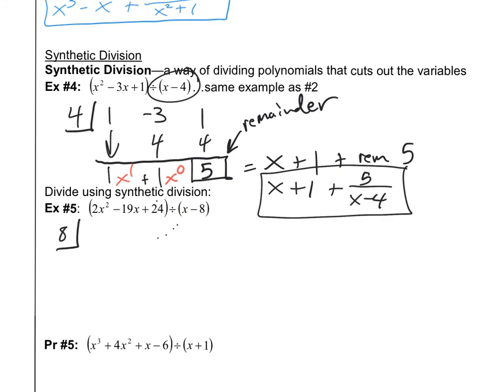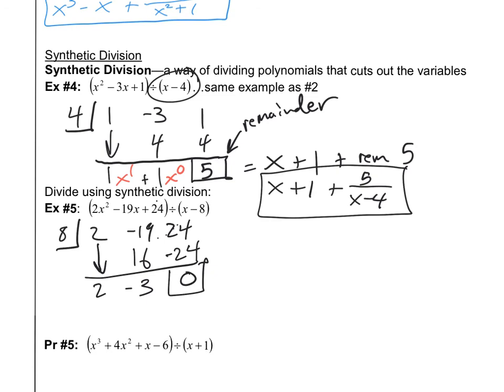Then we put all the coefficients. I don't have a need for any placeholders because they're all there: x squared, x to the 1, x to the 0. So that's 2, negative 19, 24. Leave a space for the box. Remember that box is for my remainder. Okay, I'm just going to bring down the first one. That's a 2. 8 times 2 is 16. Negative 19 and positive 16 makes negative 3. 8 times negative 3 makes negative 24. 24 minus 24, that is 0.